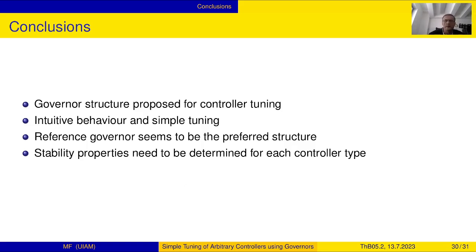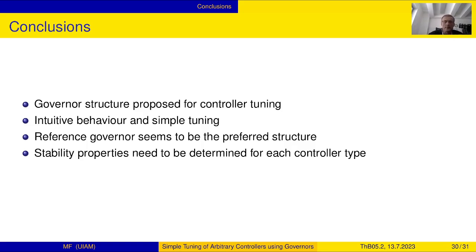So what we propose is a very simple structure of a governor used for controller tuning. It has only one parameter, so it can be easily tuned. There are no procedures for what the value of the gain should be. Instead, we propose to heuristically increase or decrease it by a certain amount and see how this works. We have very good results with a reference governor. And of course, stability, we didn't speak here about stability, but stability can be determined, for example, using root locus procedures or using robust control methods.